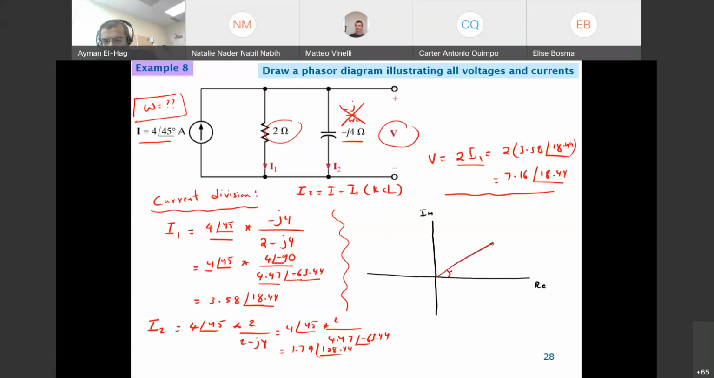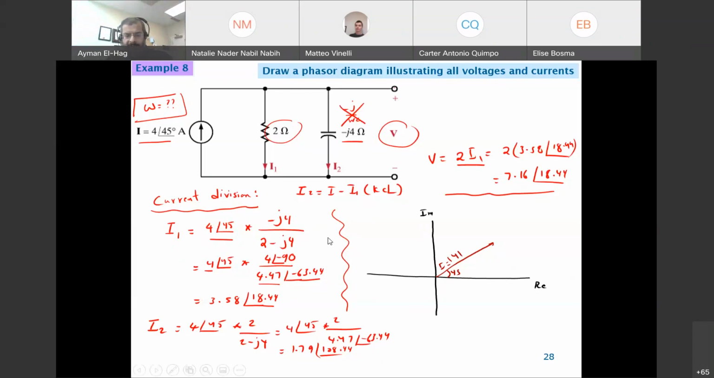So this is angle 45. The magnitude here is 4. And this is your I with the magnitude 4. This can be drawn relatively speaking. Even in the exam, if I ask you something like this, you don't have to show it to scale, just relatively. Your I1 is 3.58, but the angle is less, 18.44.